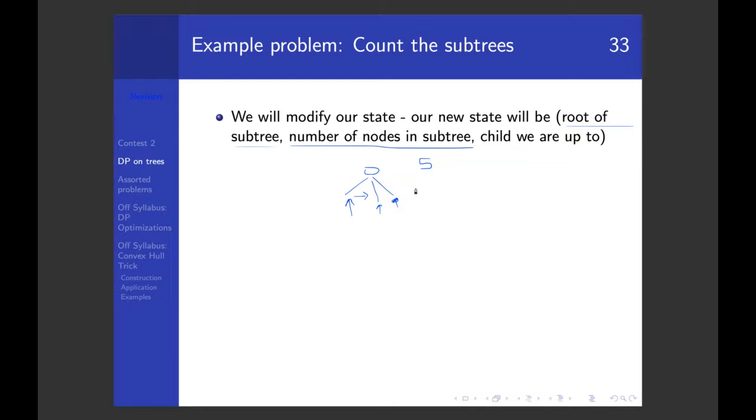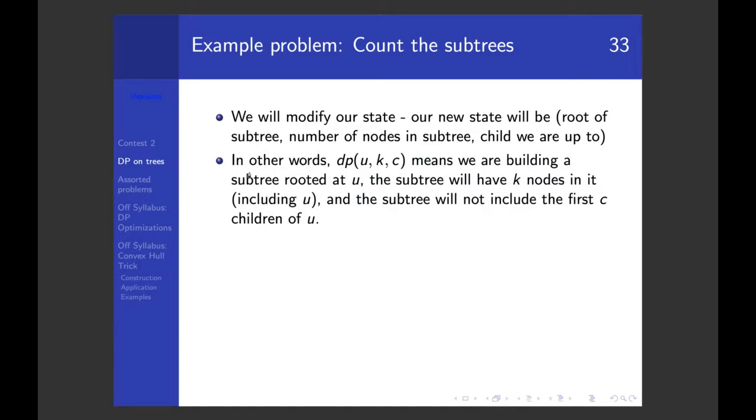Why that's useful is because we can do the idea of give some to our first child and give the rest to the remaining children. As an example, I won't go over details yet because they'll come later on this slide. We're saying dp u k c means we're at the subtree u. The subtree will have k nodes in it, including u, that is including the root, and also the subtree will not include the first c children of u.